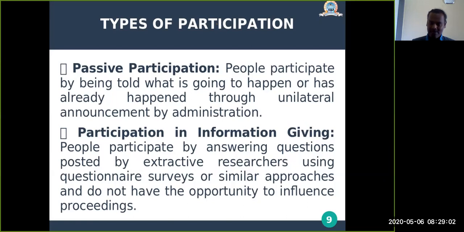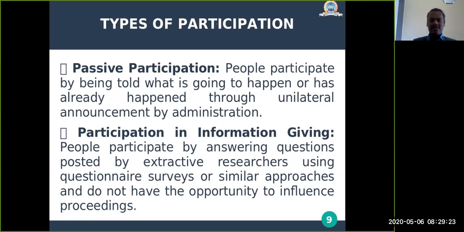People participate, but they don't have any say in your planning process. They are just considered as beneficiaries. You are not allowing them to participate at the fullest level. You just consider them beneficiaries.